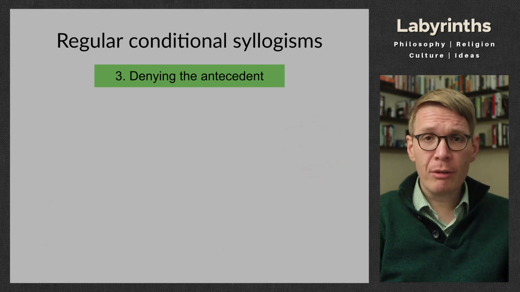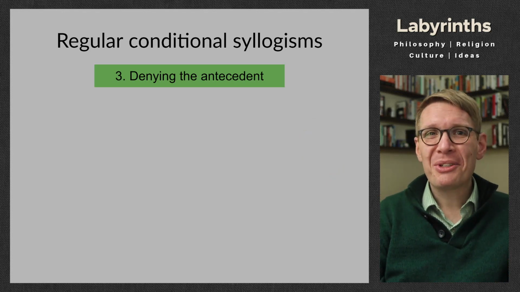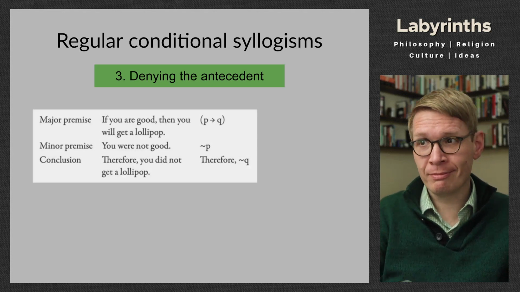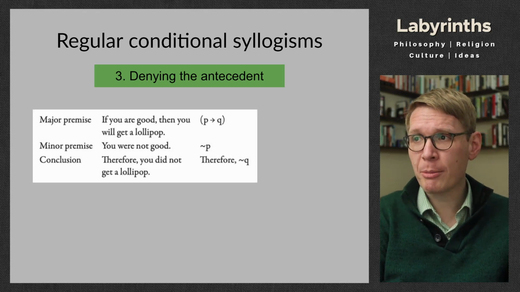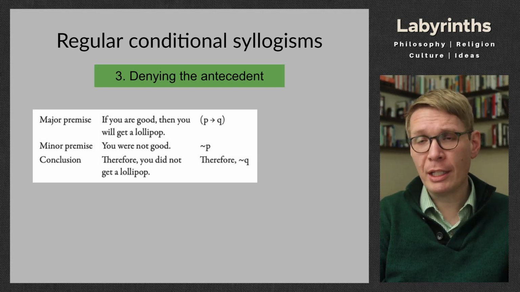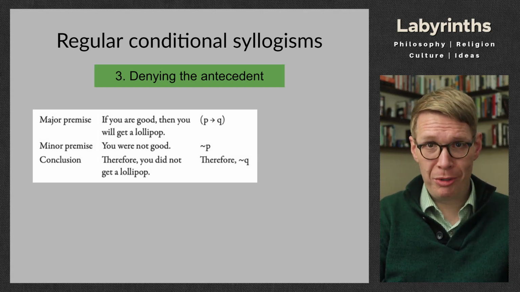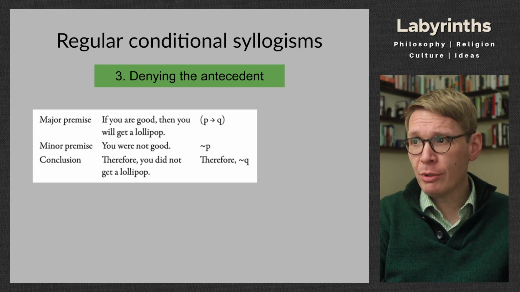Another case here, a logical possibility, is to deny the antecedent. So I'm going to say that P is false. Our example, back to the lollipops. If you are good, then you will get a lollipop. Okay. You were not good. Therefore, you did not get a lollipop.